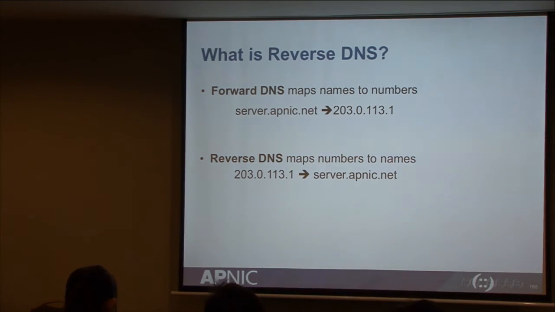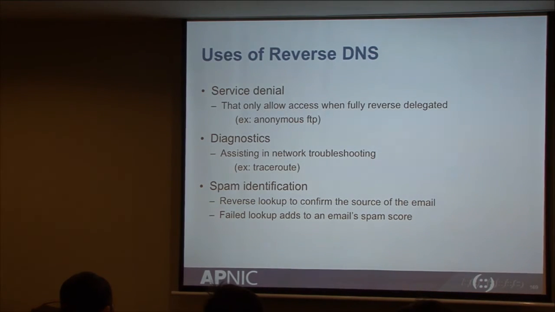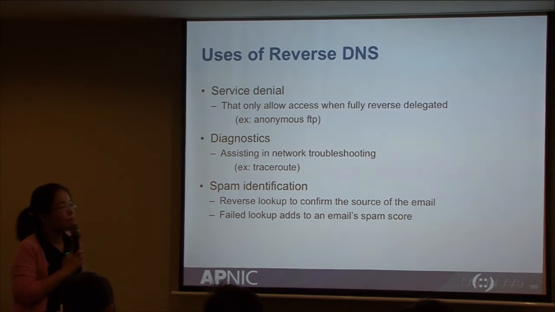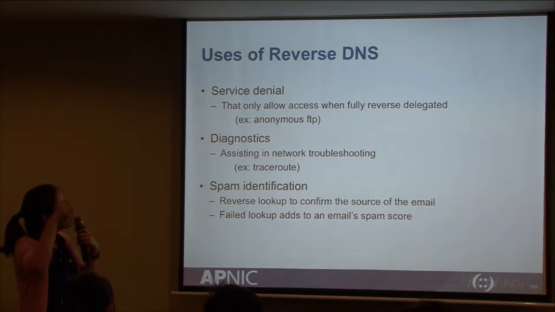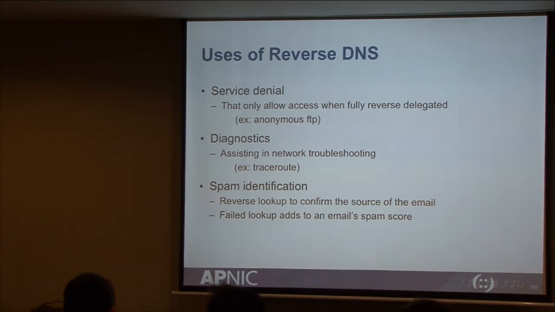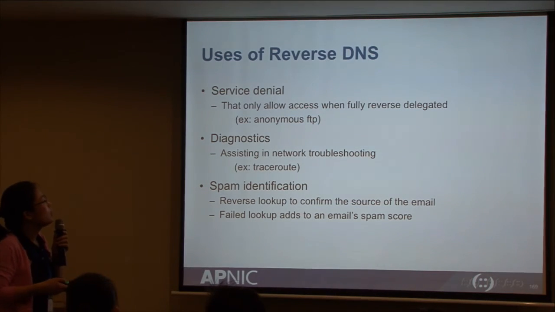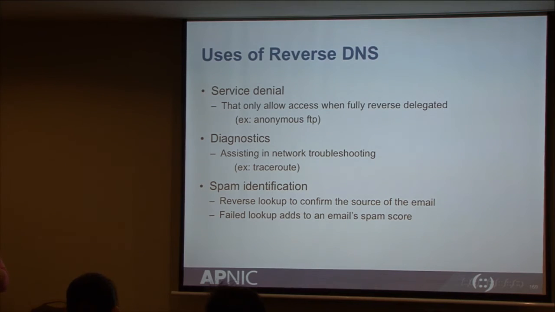So on the same DNS server, you can put the forward DNS zone file and also the reverse DNS zone file. Both of the zone files can be put there. And why do I need the reverse DNS? There are some security issues. You can see for denial of service, and for some anonymous FTP servers, a user comes in, and the server will check whether there is a domain name for this IP address. If the reverse DNS was configured for this IP address, then it will allow the access.